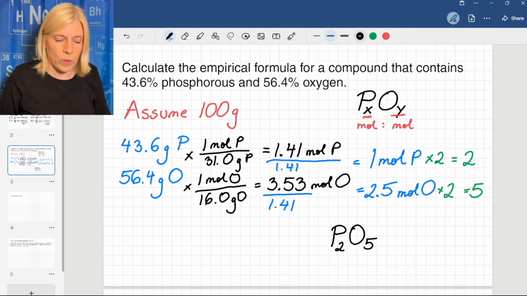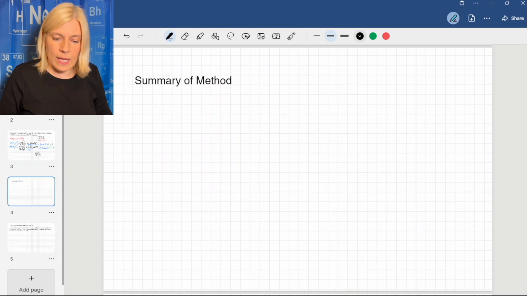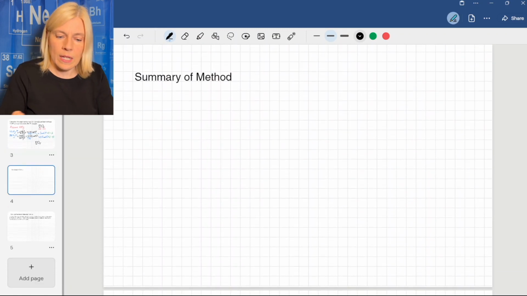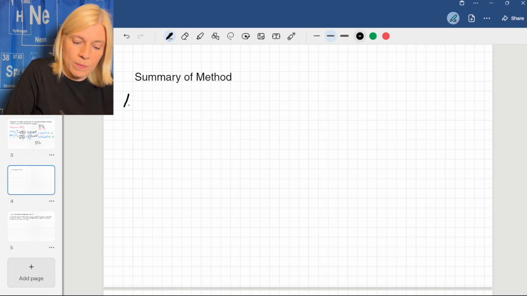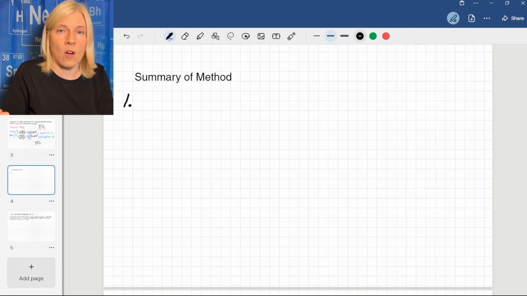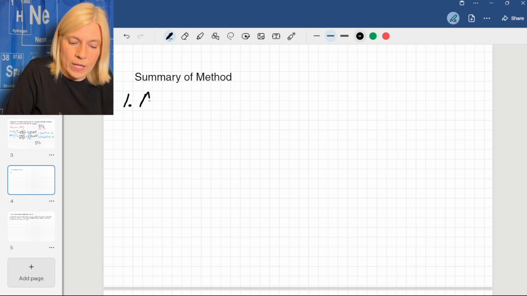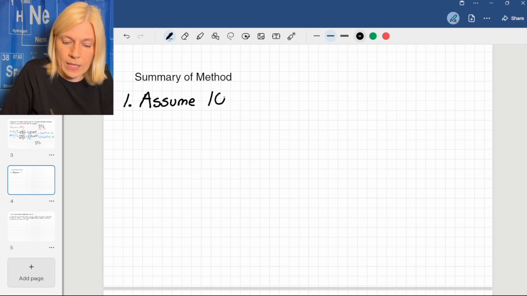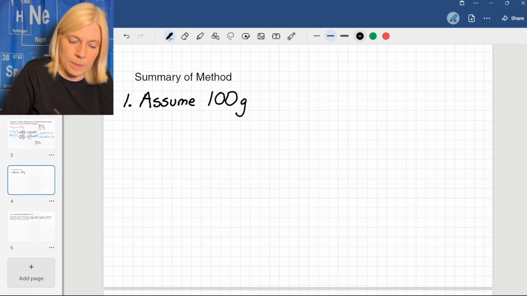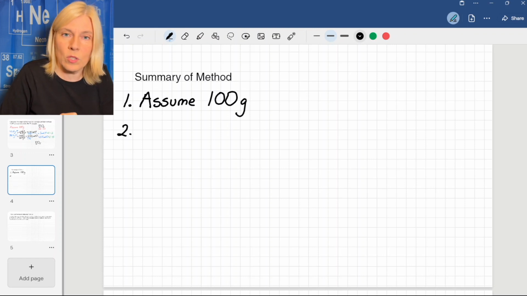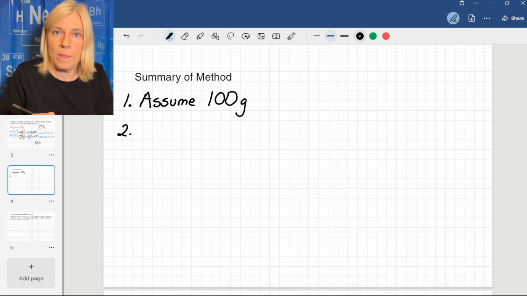So let's review quickly what we did. We did some steps here, our summary. The first step we did, sometimes you'll be given masses. If you are already given masses, that's great. You can skip the first step. But if you are given percent composition by mass, you're going to assume 100 grams. Just like we did. Made your life very easy. Once we assumed 100 grams, we got masses of the compounds.